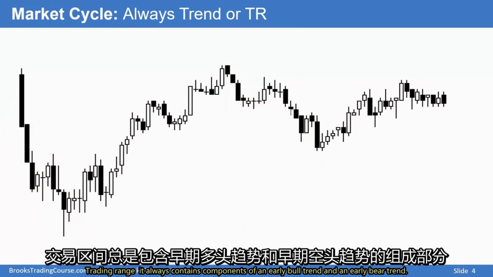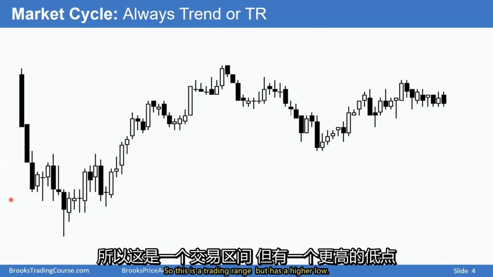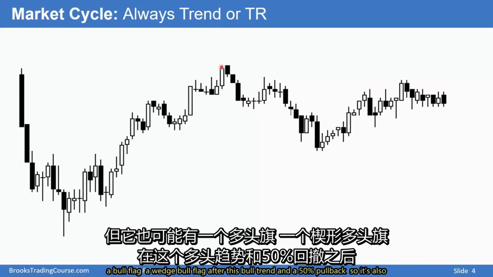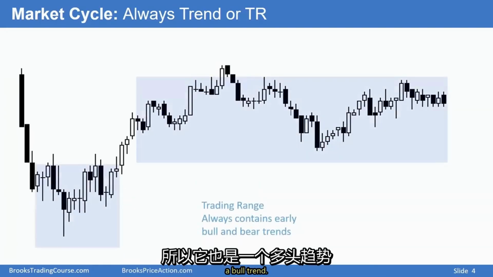Trading range, it always contains components of an early bull trend and an early bear trend. So this is a trading range, but it has a higher low. This is a trading range. It has a lower high, so it has a bear trend, but it also has possibly a bull flag, a wedge bull flag after this bull trend and a 50% pullback. So it's also a bull trend.